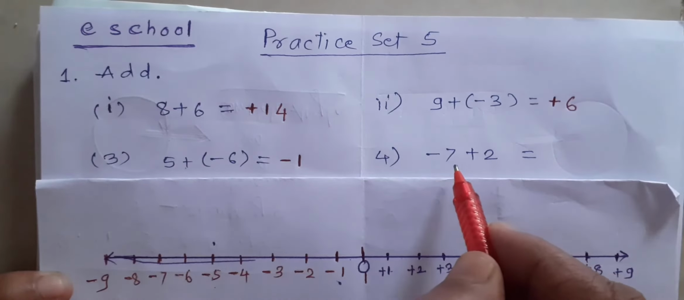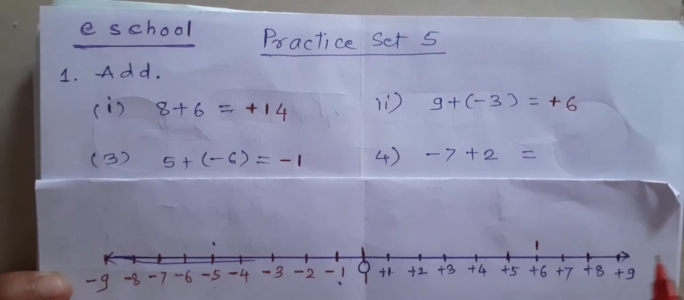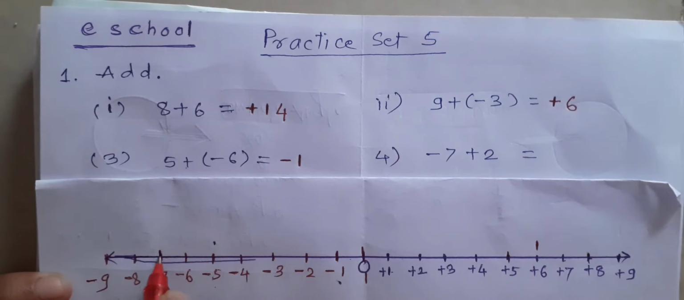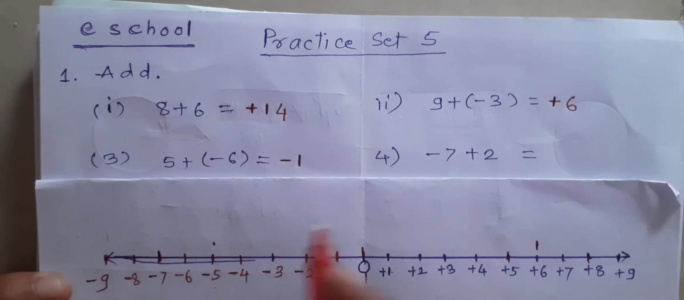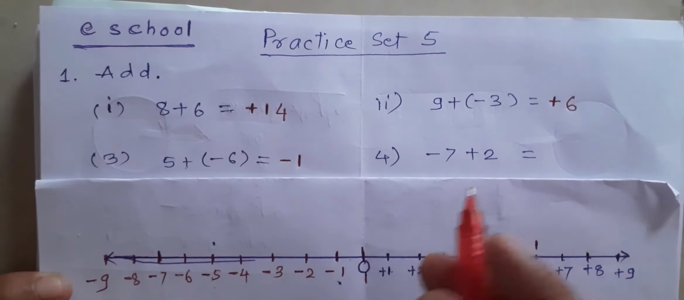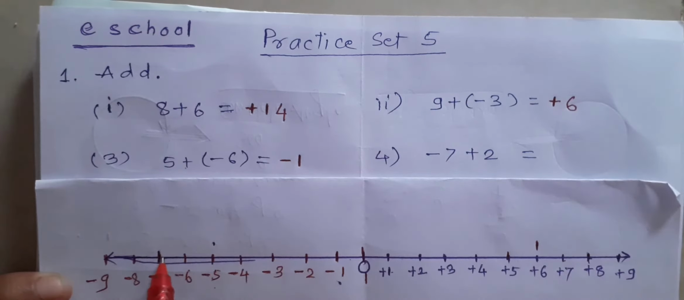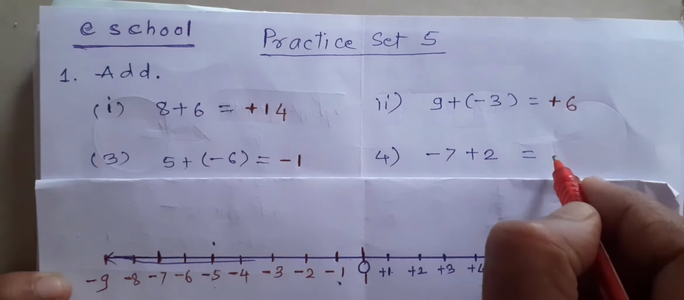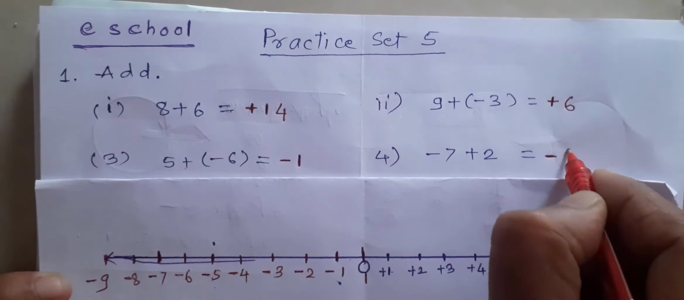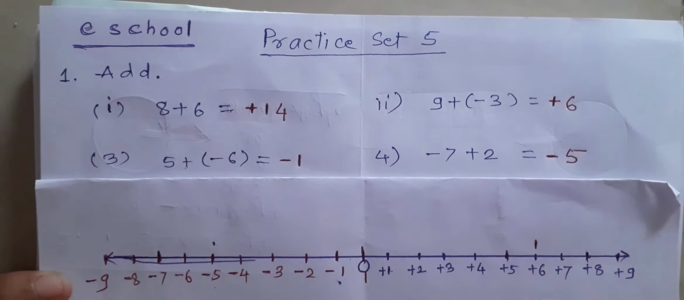Then fourth example, minus 7 plus 2. Here we are at minus 7 on the scale, but we have to add plus 2. When we have to add, we have to move right hand side on the scale. So we have to move how many places? 2 places from minus 7. 2 places means this is the first and this is the second. The answer of minus 7 plus 2 is minus 5.